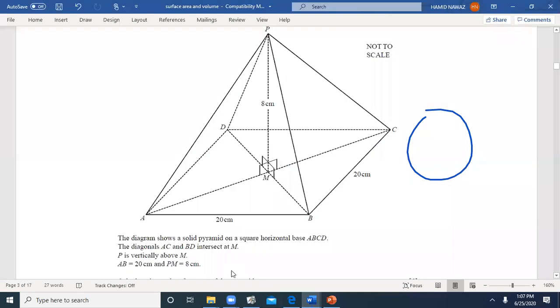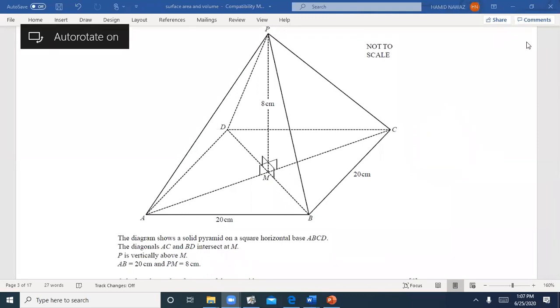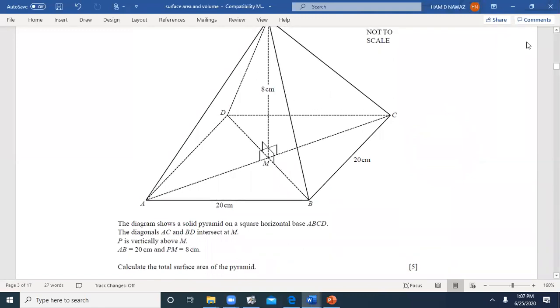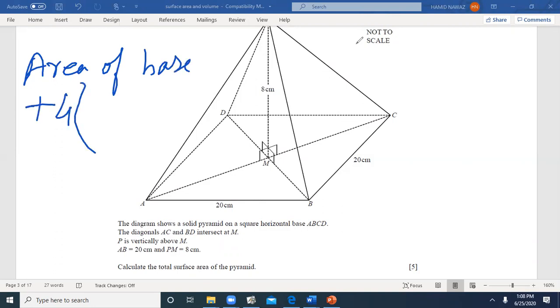Look, beta, the base is a square. So basically total surface area of pyramid will be what? Area of the base, that is a square, plus 4 congruent triangles on each side. This one, this one, this one, and the back one. So these are the 4 congruent triangles we have. So we have to find out the area of these triangles. Area of triangle.